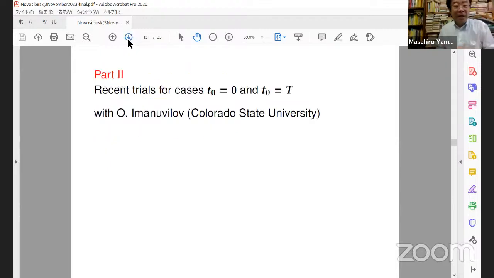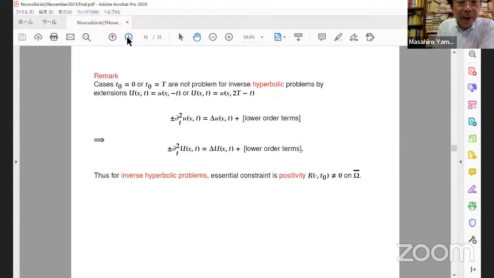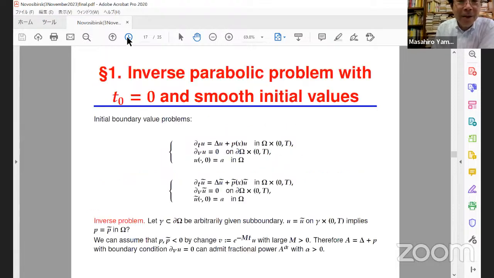Okay, then now I would like to show some recent trials for the case T0 equal zero and T0 capital T. This is a joint work with Imanuvilov from Colorado State University. Anyway, the inverse hyperbolic problem in a sense is more friendly, easier than the inverse parabolic problem. Therefore, the rough strategy is more or less changing the inverse parabolic problem to an inverse hyperbolic problem.